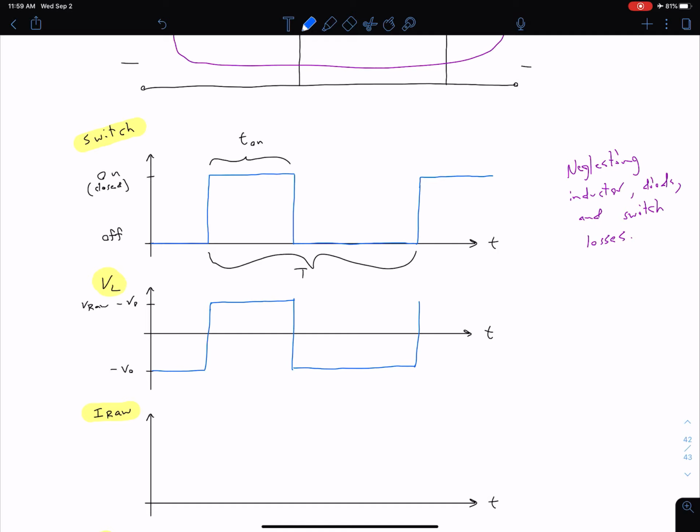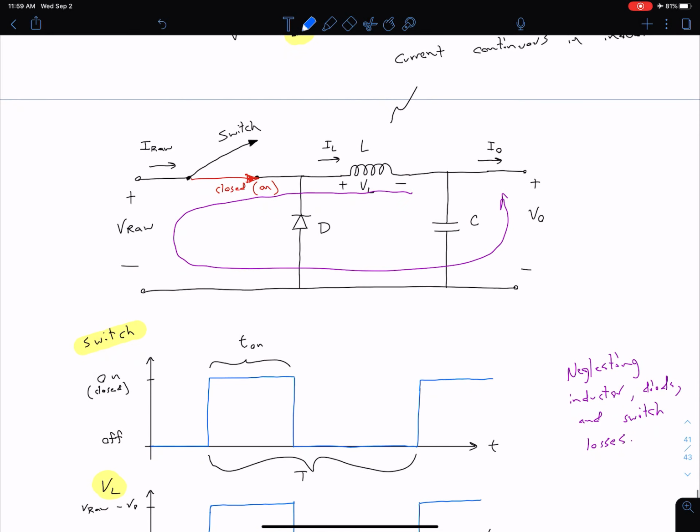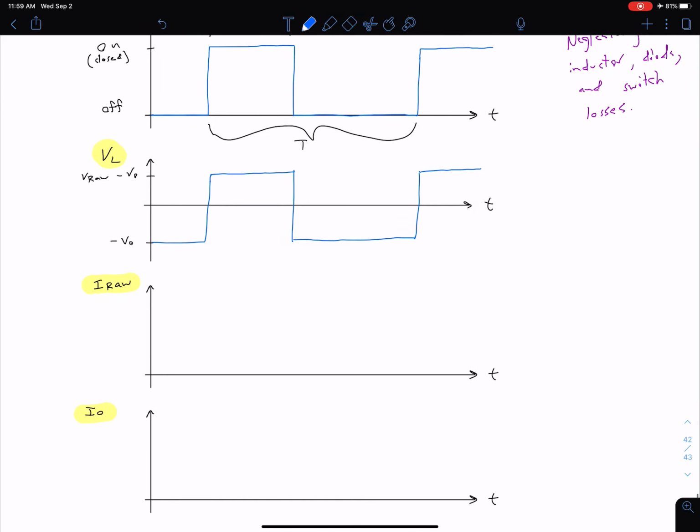So we have something that looks like this for our inductor voltage. But now what we're really interested in is this output current. And so for our output current, it's going to be useful to first look at our I raw, and then we can relate that to how that affects our inductor current and ultimately our I out, because we're going to assume that we don't have any current flowing down through this capacitor, of course, because we're going to assume that our circuit is in steady state.